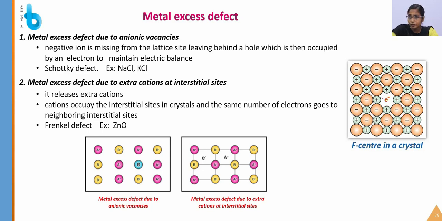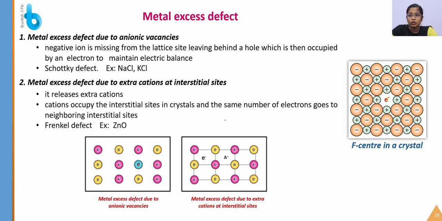So in this crystal lattice, a negative ion is going to be vacant, okay. So to balance the electrical neutrality in this case, an electron is going to occupy that particular position. Now what will happen, the electrical neutrality is being balanced, but the density of the substance is not maintained, okay, the density is lowered, okay. So this type of defect is known as the Schottky defect, and examples of this are NaCl and KCl. And next one is the metal excess defect due to extra cations at interstitial sites.